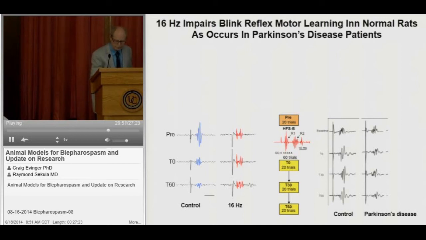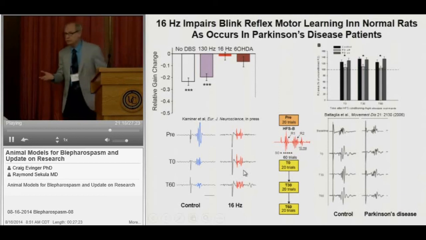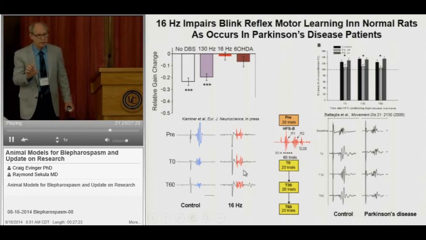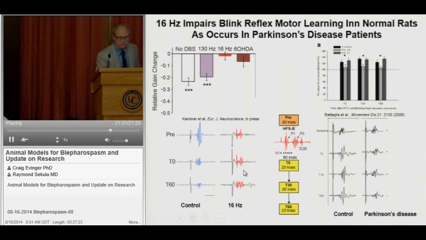Learning's impaired. And you can quantify it this way. So here's where you're trying to potentiate the blink reflex. Here's that 0, 30, and 60 minutes after. Here you can see a control subject, and you can see that their blinks, 100 would be what it was, the baseline. So they're 20 to 30% larger than they were before we did this training paradigm. 20 to 30%. If you look at a Parkinson's patient, okay, they are just showing a tiny, tiny increase, which is not really significant.